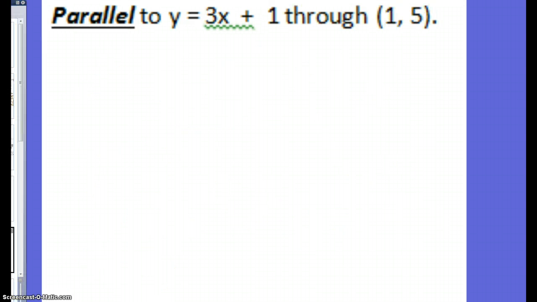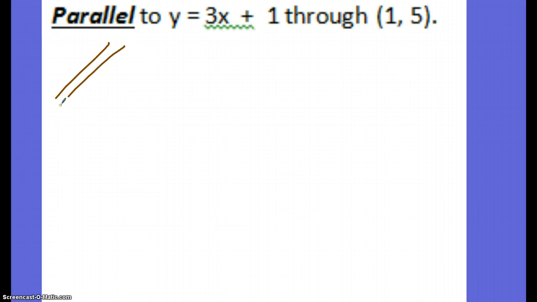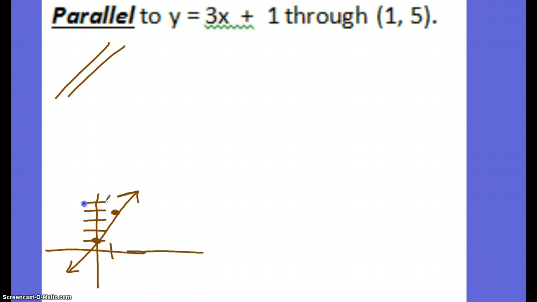I'm going to do another example, same thing, parallel to y equals 3x plus 1 through the point 1, 5. So again, if we're going to look at a graph of that, that'd be up 1, 1, 2, 3 over 1. There's the line, and 1, 5 would be up here. So we are looking for a line through that point 1, 5 that's parallel to the y equals 3x plus 1 line.